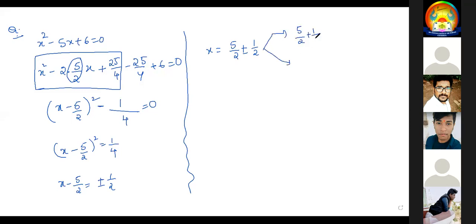5 by 2 plus 1 by 2 is the first case. 5 by 2 minus 1 by 2 is the second case. 6 by 2 is equal to 3, and 4 by 2 is equal to 2. Those are the 2 roots. Why did I explain this question? If it is an odd number, then this is the method: you have to multiply with 2 divided by 2.